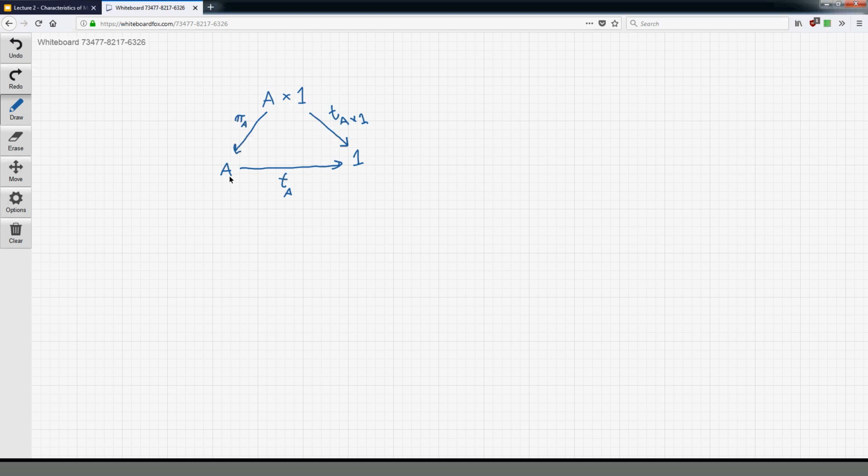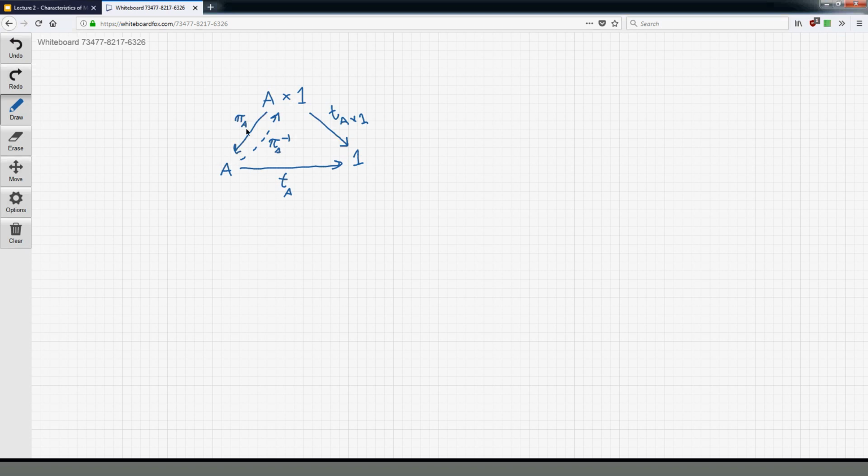Well, first of all, A has an identity, a morphism going from A to A, right? So that's one, that's a morphism going from A to A, and we have a morphism going from A to 1. That means that A is a candidate for the product of A cross 1, which means there's a morphism going that way. Let's call it pi A inverse. We want to prove that these are actually inverses in a second.